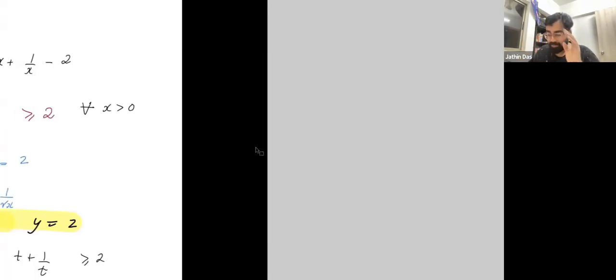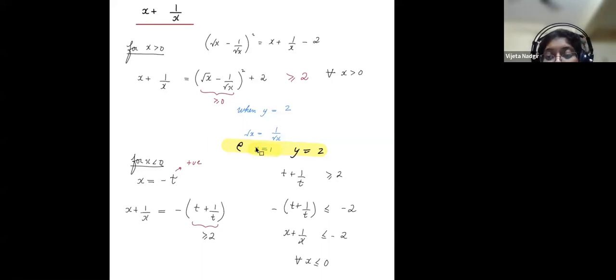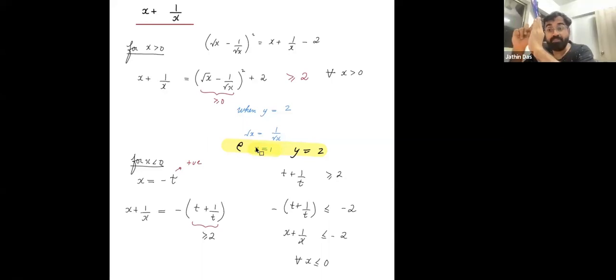Now, listen. I'm just telling you one more time: x plus 1 by x. If x is positive, you can only find the minimum value because it will be greater than or equal to 2, or whatever it is, in whatever format it comes. Now, x plus 1 by x, if x is negative, we can only find the maximum value because it will be less than or equal to minus 2. So we can only find the maximum value if x is negative and the minimum value when x is positive.